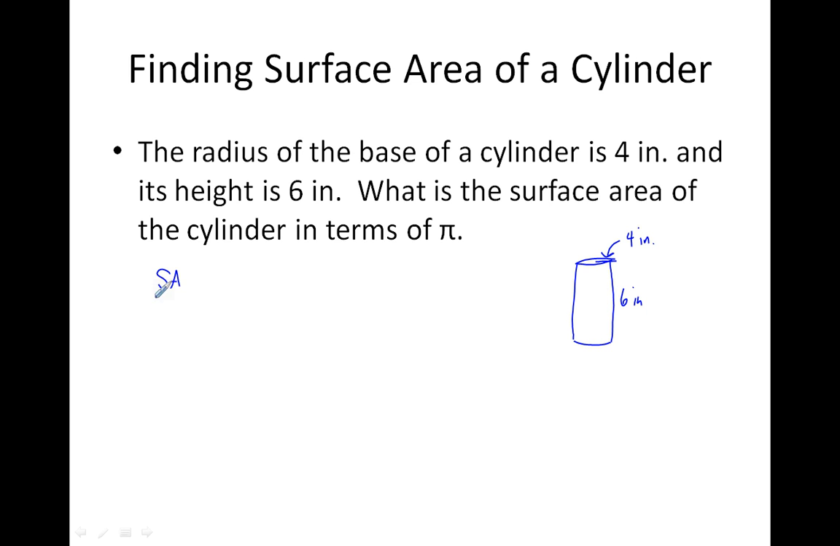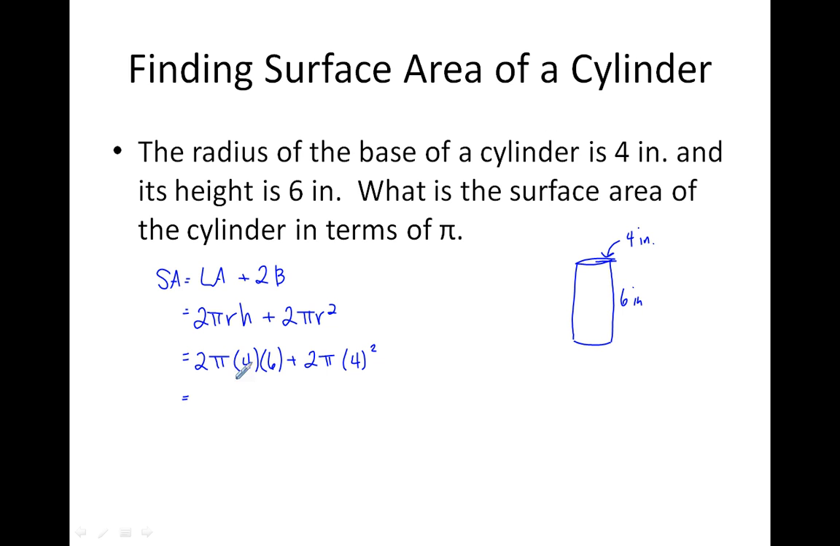Okay, surface area is lateral area plus 2 times the bases. Now, lateral area, remember, it's the circumference of the base, or the perimeter of the base, so 2 pi r times the height of the figure, plus 2 times the bases. Bases are circles, so we have pi r squared as our area. Alright, so we have 2 times pi times our radius, which is 4, times our height, which is 6. And then we're going to add onto that 2 times pi times 4 squared. Alright, we're leaving it in terms of pi.